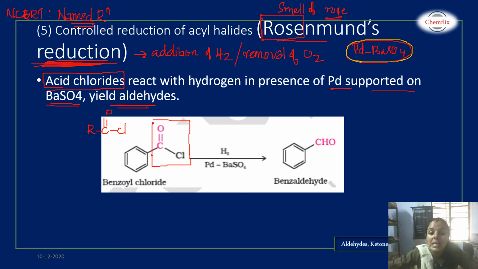This reagent can be called Lindlar's catalyst. What is this? Lindlar's catalyst. Okay, so the reagent is now clear to you. Thinking about Rosenmund reduction: reduction is hydrogen addition, rose smell, so here it is palladium barium sulfate.